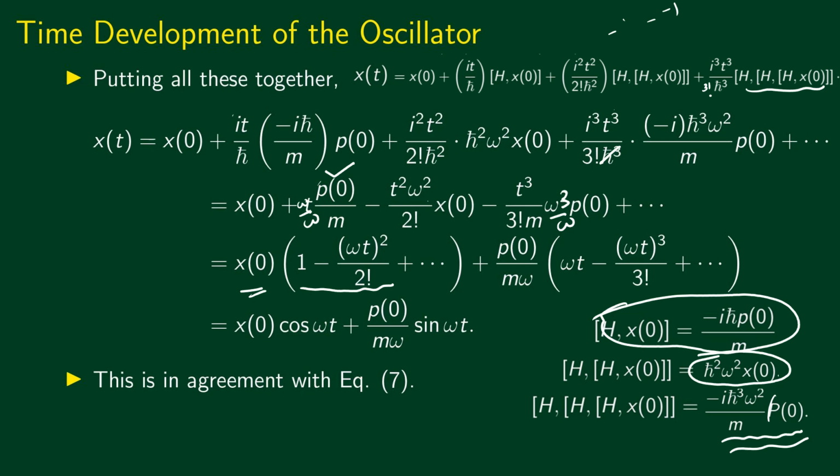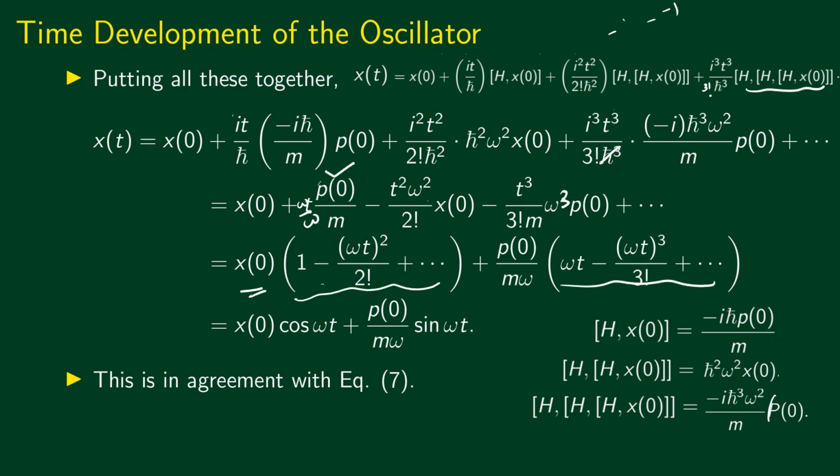Now let's pull out p of 0 divided by m omega from these terms. Alright, here also we have p of 0 divided by m omega. We pull out this and we are left with omega t minus omega t cubed divided by 3 factorial plus etc. Okay. Now you can look it up. These terms in these brackets are the Taylor series expansions for cos omega t. This is the series expansion for cos omega t, and this here is the series expansion for sin omega t.